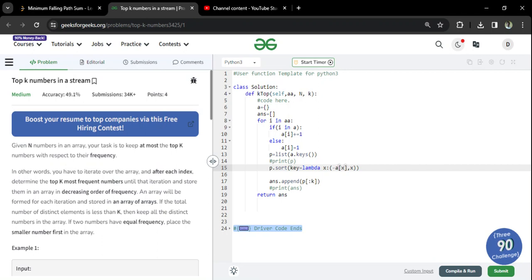Today we are at problem of the day 19 for January month Geeks for Geeks, and we have a very good question in front of us. It's marked as a medium level question. Let's see what the question is. Top K numbers in a stream.